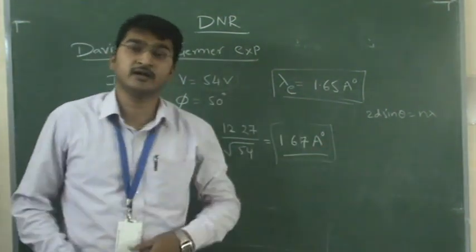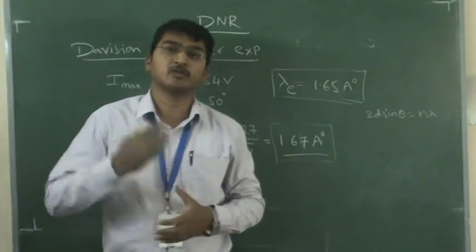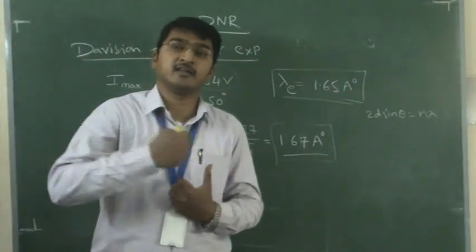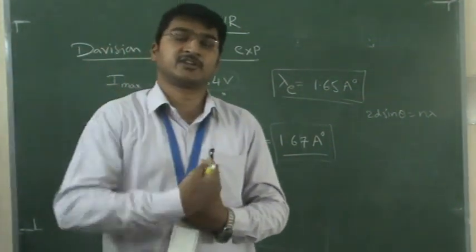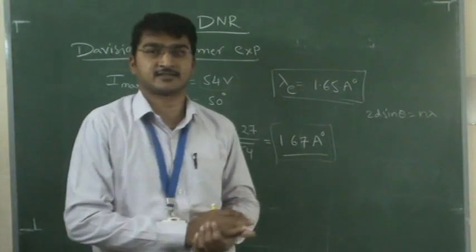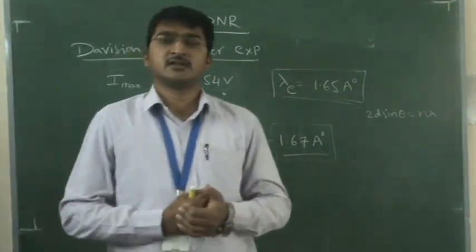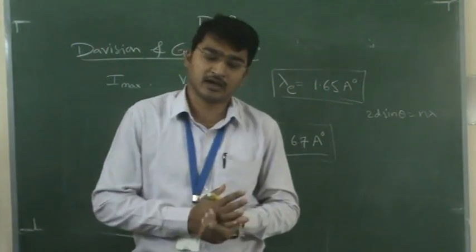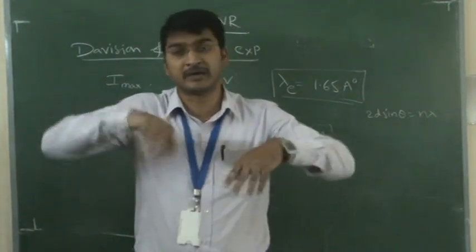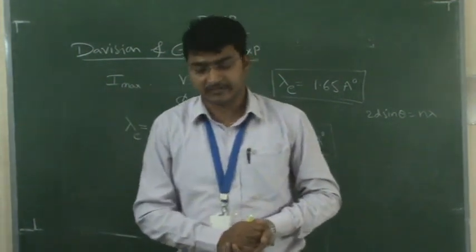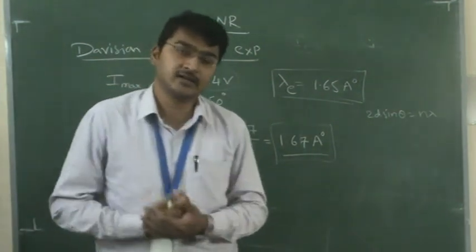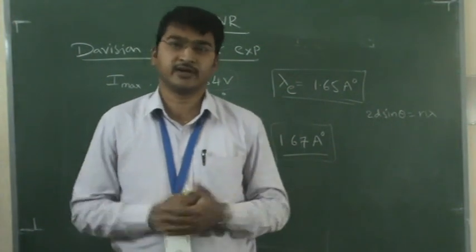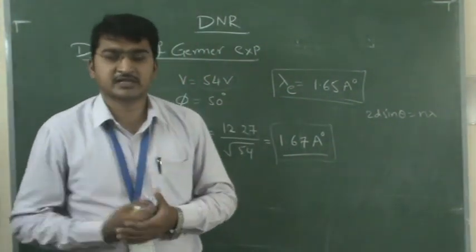So finally they concluded that electrons have wave nature, because the experimental wavelength of the electrons equals the theoretical value. This is the experimental verification of the wave nature of electrons. Sometimes you may get questions like: who proved the wave nature of the electron or radiation experimentally? Davisson and Germer. Otherwise: what did Davisson and Germer prove experimentally? The wave nature of radiation. They may ask these questions for 1 or 2 marks.